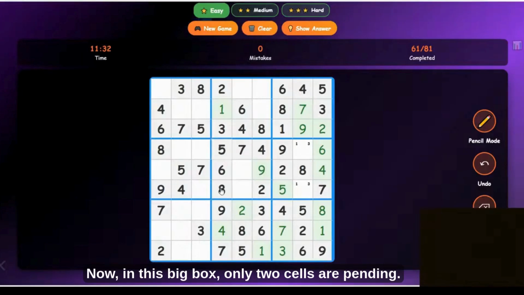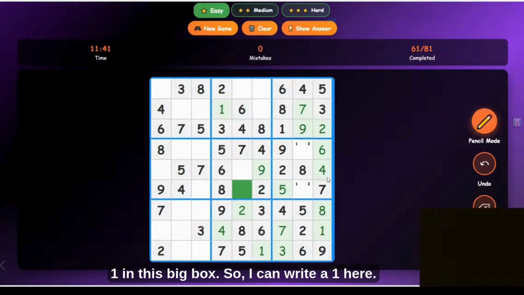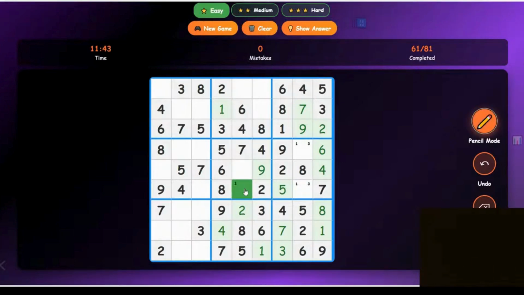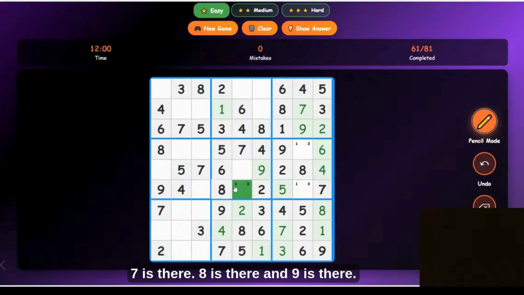Now in this big box, only 2 cells are pending. So let's start with this one. There is no 1 here and no 1 here and no 1 in this big box. So I can write a 1 here. Then 2 is already there. 3 is not in this row, not in this column, and not in this big box. So I'll write a 3. 4 is there, 5 is there, 6 is there, 7 is there, 8 is there, and 9 is there. So we have only 1 and 3 here pending.